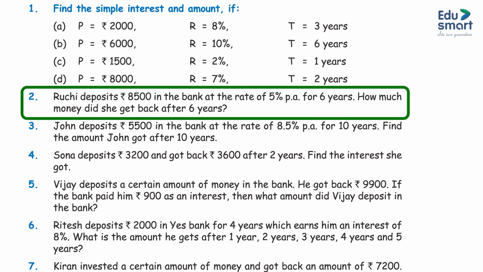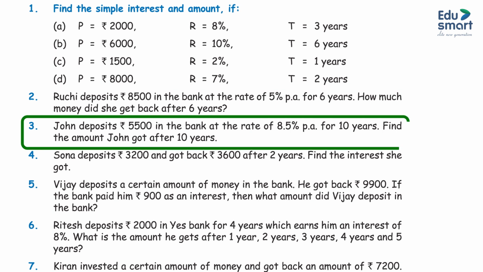Question 2. Ruchi deposits rupees 8500 in the bank at the rate of 5% PA for 6 years. How much money did she get back after 6 years? Answer: 11,050. Question 3. John deposits rupees 5500 in the bank at the rate of 8.5% PA for 10 years. Find the amount John got after 10 years.